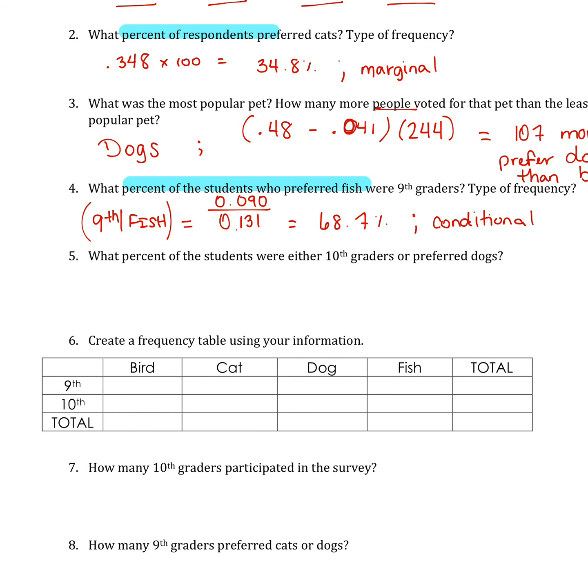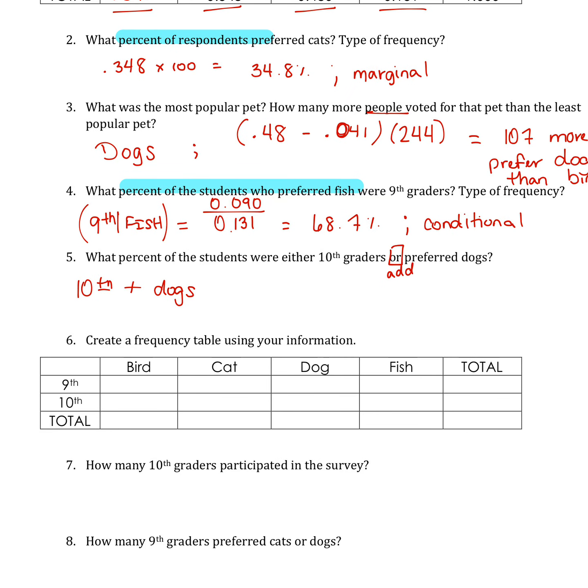Number 5, what percent of students were either 10th graders or preferred dogs? So this is also something you guys had. Remember, or means add. Okay, so I need 10th graders plus dogs, but there's a little secret in there that's going to mess us up if we only do that.